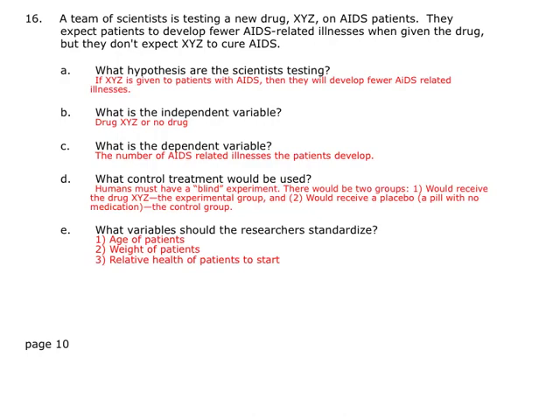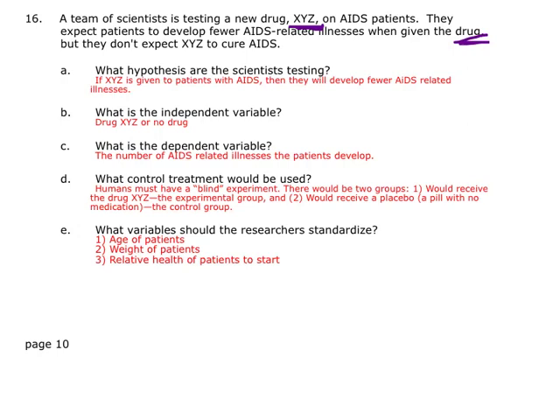Well, let's read the question. They expect patients to develop fewer AIDS-related illnesses when given the drug. Okay, so to me, the drug is the thing that they're testing. And then they're going to measure something about that drug on their patients. So the drug itself, XYZ, is the thing that they're manipulating. Now, it's not really clear in the question how they're going to manipulate that, but whenever you're testing a drug on humans, you're going to have 2 groups. You're going to have a group that you give the drug to, and you're going to have a group that you don't give the drug to.